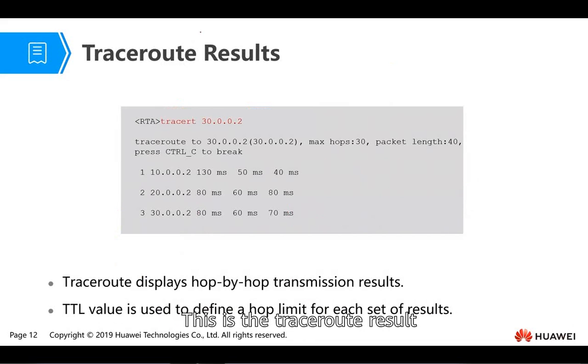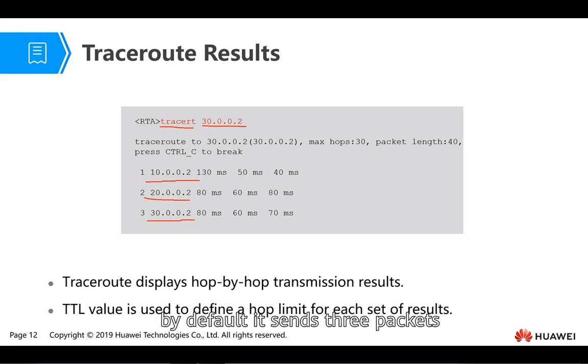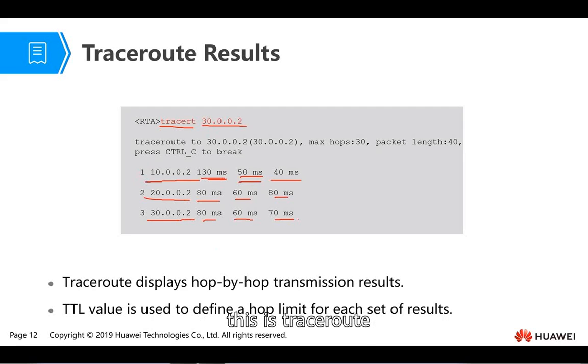Okay, and then this is the traceroute result. When you run traceroute and do not specify any options, just following the destination IP address, then the first hop, then the second hop, then the third hop. And for each hop, the source does not send only one packet. By default it sends 3 packets. So there are 3 times. This is the delay from the source to the first hop, then the delay from the source to the second hop, and then the delay from the source to the third hop. Okay, this is the traceroute.